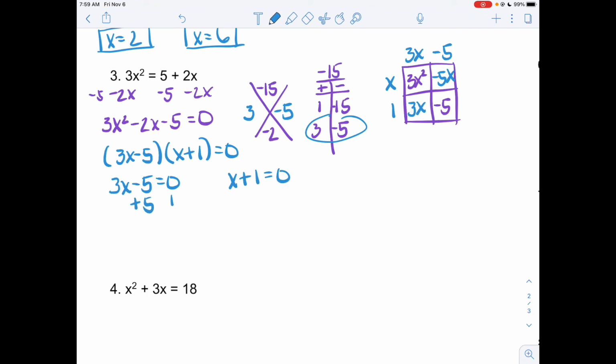I want to add 5 to both sides here, leaving me with 3x is equal to 5, and then I need to divide out the 3 that's currently being multiplied by x to leave me with x is equal to 5 over 3. This other one, I have a 1 that I want to move, so I need to subtract it from both sides, leaving me with x is equal to negative 1.